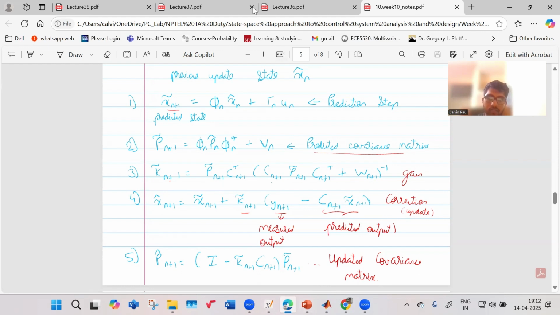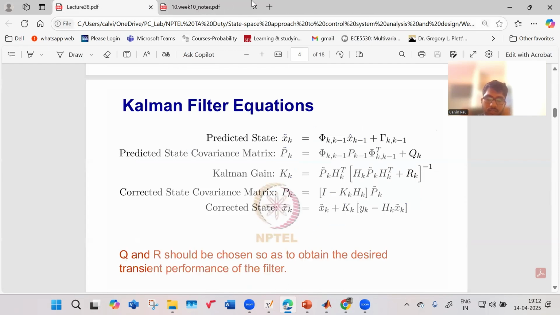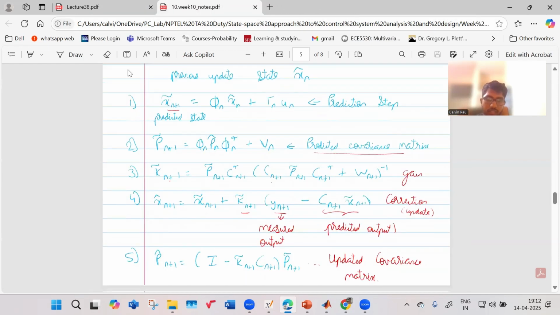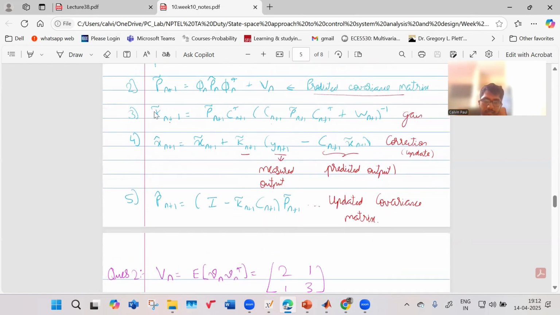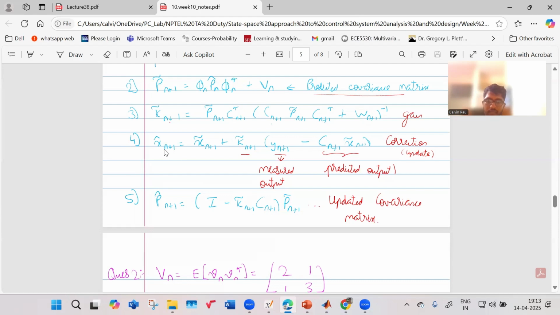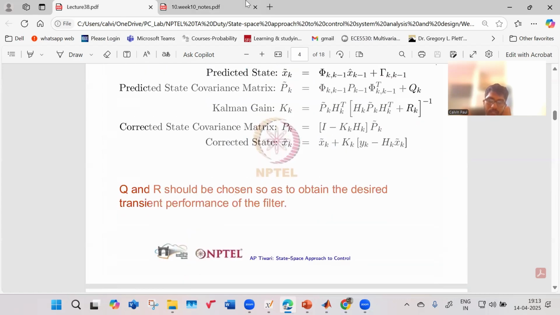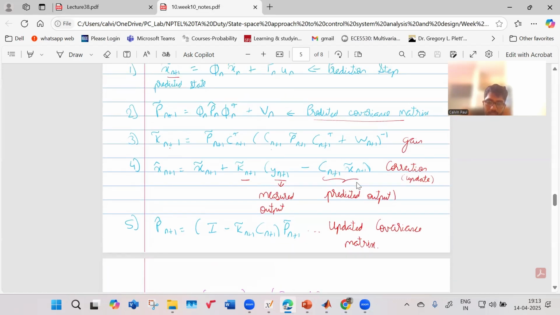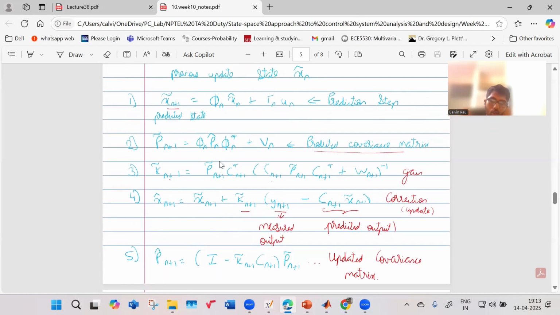Let us check like this equation. So that is P n plus 1 hat is equal to I minus k n plus 1 tilde into C n plus 1, okay, into P n plus 1 tilde, okay. This is also fine. So what is the corrected state? X n plus 1 hat is equal to x n plus 1 tilde plus k tilde n plus 1 into y minus c n plus 1 into x tilde n plus 1. This is a predicted output. So this is the way the Kalman filter operates digitally in a discrete system.